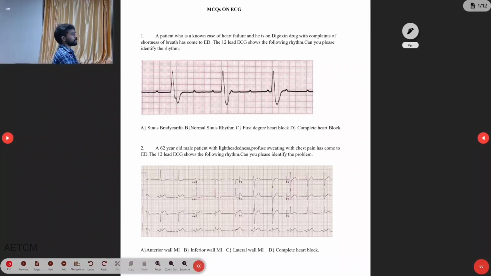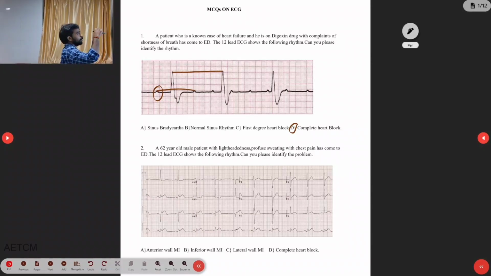First option is sinus bradycardia, second one is normal sinus rhythm, option C is first degree heart block, option D is complete heart block. So if you see in this ECG, the answer for this one is complete heart block. So I will tell you. Here, if you measure the distance between two P waves, it will be same, and if you measure the distance between two R waves, it will be same.